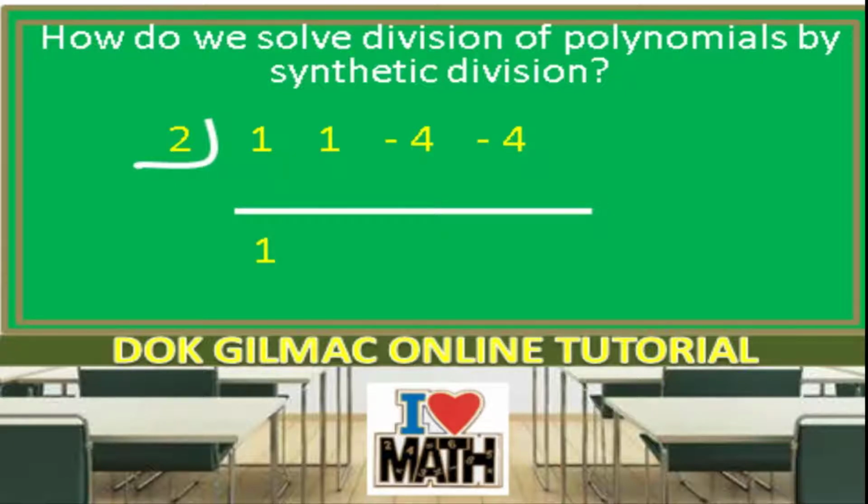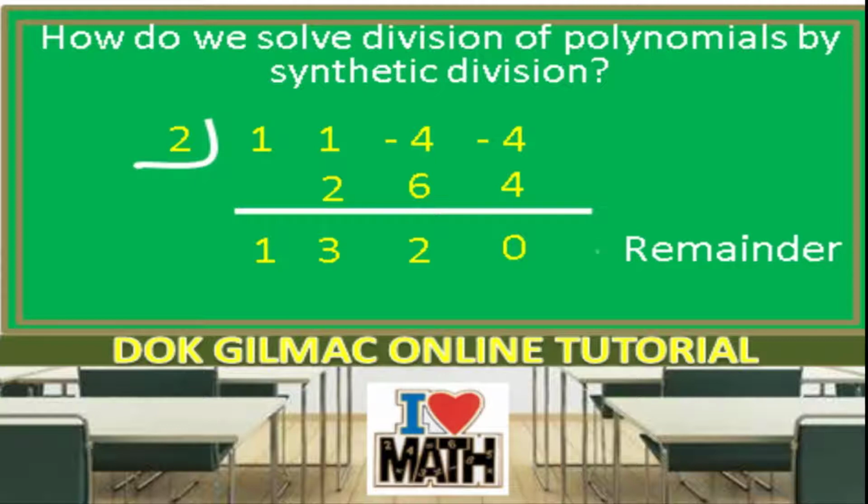Bring down 1, multiplied by 2 is 2. Add 1 and 2, so that is 3. 3 times 2 is 6. Add 6 and negative 4, that is 2. 2 times 2 is 4. Add negative 4 and 4, so that is simply equal to 0. So we have a remainder which is equal to 0.